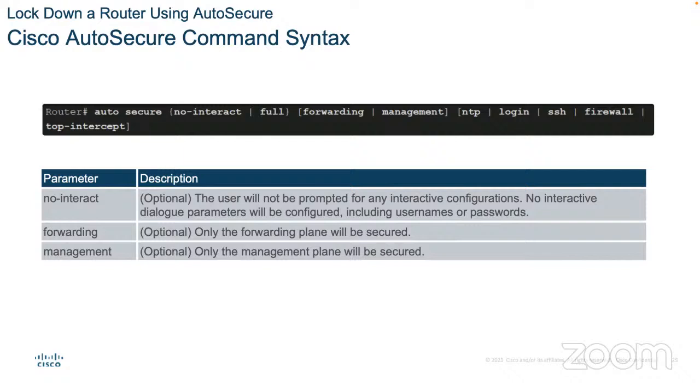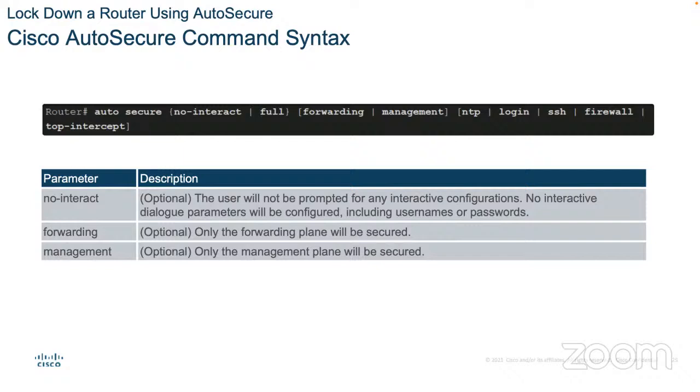With AutoSecure, you can add a legal notification, otherwise known as a banner. You can secure password and login functions. You can secure things like NTP, SSH. There are 3 forwarding plane services and functions that AutoSecure enables. Things like Cisco Express Forwarding, traffic filtering with access control lists, and firewall inspection for all the common protocols.